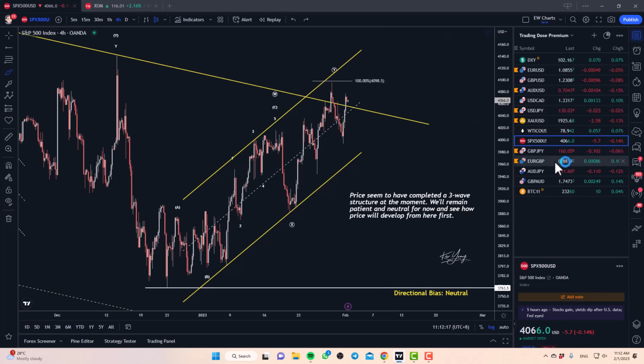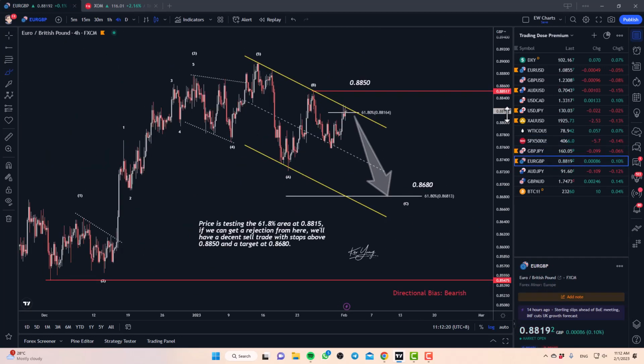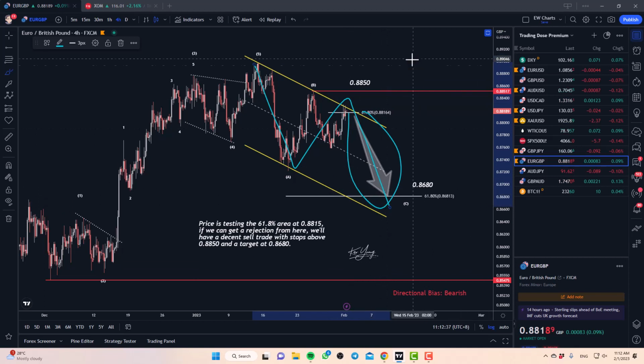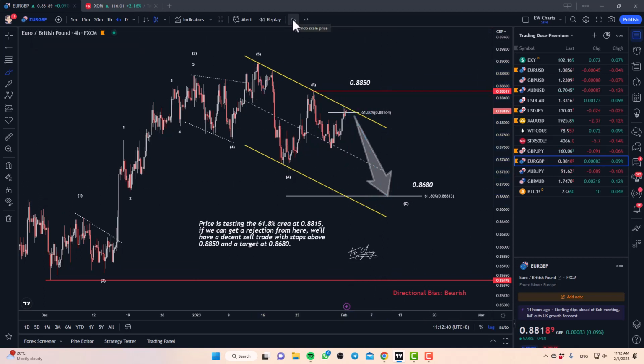Okay, another one that I just want to quickly highlight is Euro Pound. Okay, Euro Pound current price point is testing a 618 fib retracement as well as confluencing at the top of this little channel over here, which may give us a decent opportunity for a sell, to complete this ABC structure. So do look out for a setup around the Euro Pound area as well, at this point at 0.8815. Potential stop can be above 8850, and of course your target right now, what I'm looking at, is 8680. Right, so Euro Pound is one of the other setups to look out for.